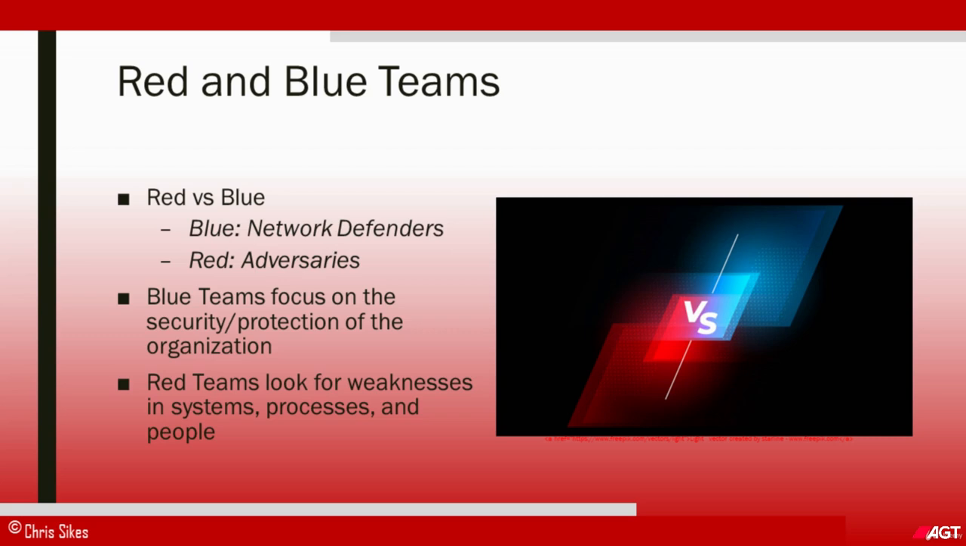Since blue teams are focused on the security and protection of the organization, red teams are focused on looking for weaknesses in the systems, processes, and people of the organization. Red teams focus on bypassing network defenses, working on getting past or around security measures and blue teams. This in turn provides an emulated threat for blue team training and an adversarial approach to cyber assessment to show weaknesses, which helps build up the security posture of the organization.